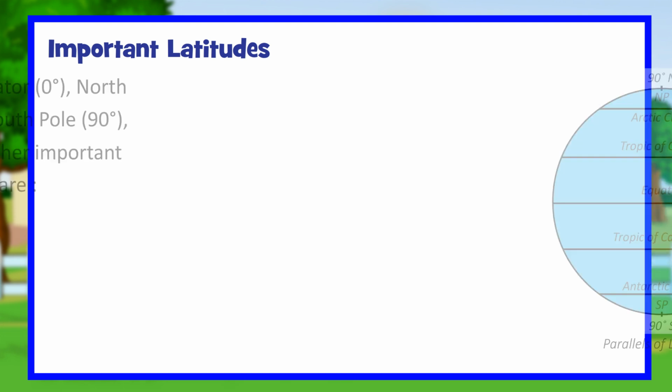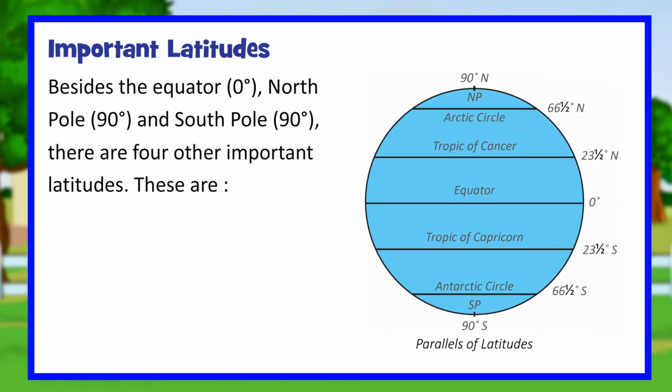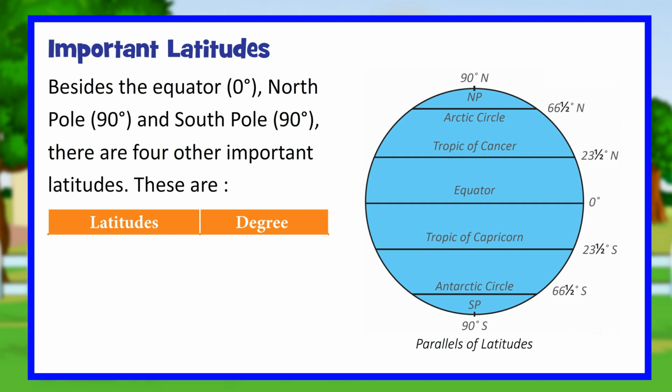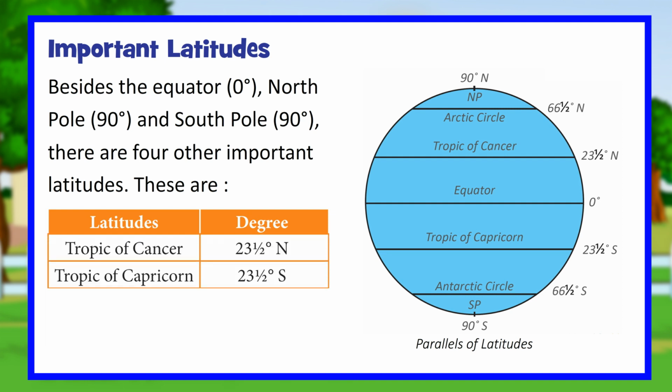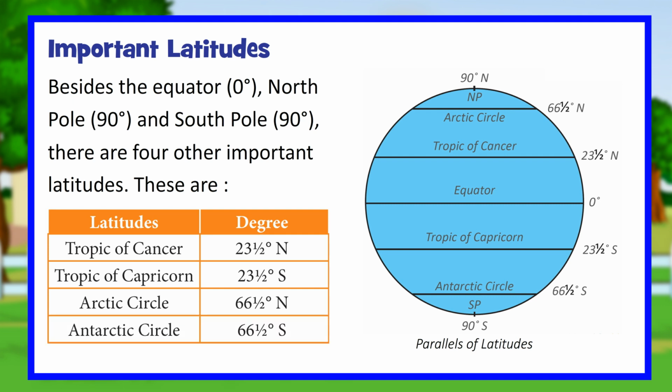Important latitudes. Besides the equator, 0 degrees, North Pole, 90 degrees, and South Pole, 90 degrees, there are 4 other important latitudes. These are Tropic of Cancer 23½ degrees N, Tropic of Capricorn 23½ degrees S, Arctic Circle 66½ degrees N, and Antarctic Circle 66½ degrees S.